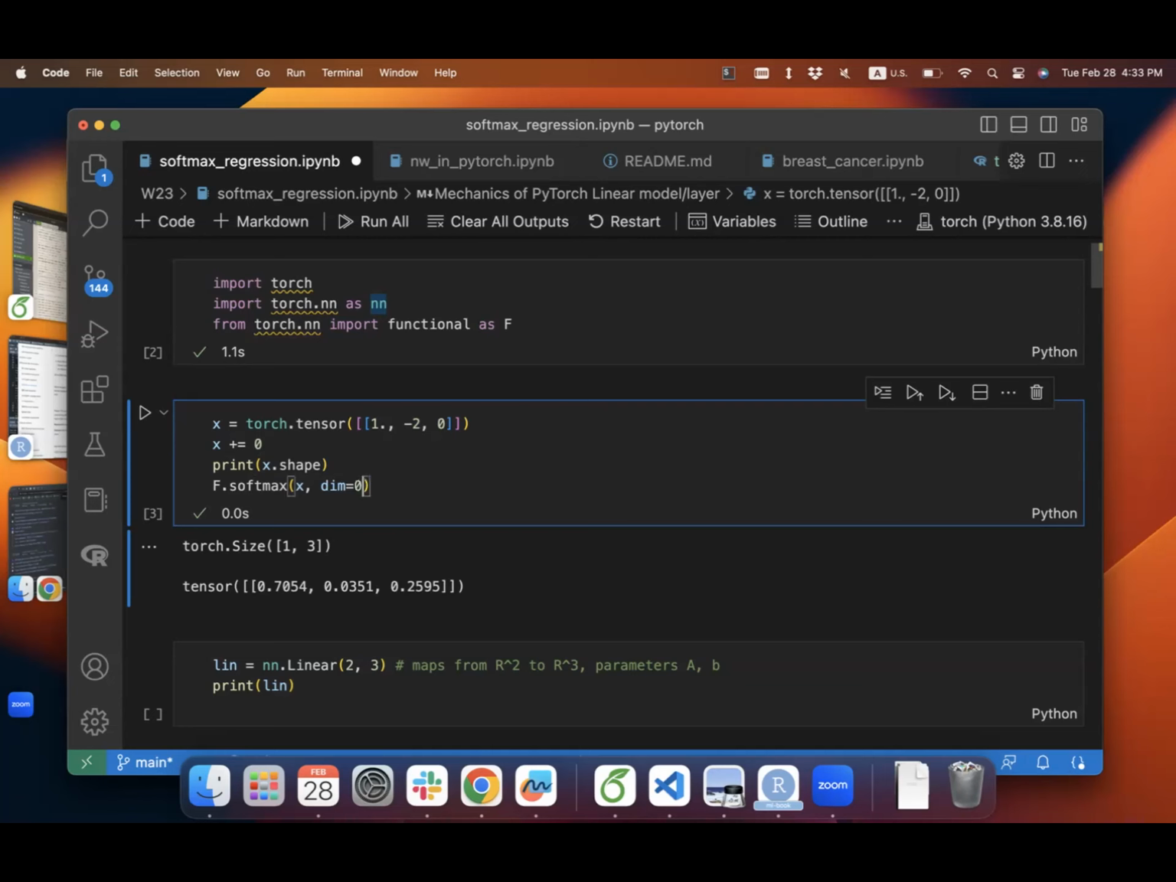If I do it across dimension 0, what do I get? Does anyone have a guess? Think of probabilities: you just have one option. What will be the probability of that single option? If you flip a coin with only one possibility, what is the probability of that possibility? 1. So if I do this, I get all ones. Softmax on a single element would be e to that divided by the sum of the elements, which is e to that, so it would be 1. That's fine.